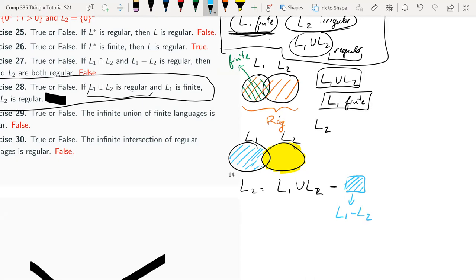Okay. And so now what is this? L1 is finite. So what does that mean? L1 has a finite number of elements, okay? And now you're doing a finite number of elements minus something. So your result is, of course, going to be finite, right? The best case is that you don't remove anything from L1, so you still have a finite number of elements. The worst case is you remove everything, so you have the empty set. So all of this is finite.